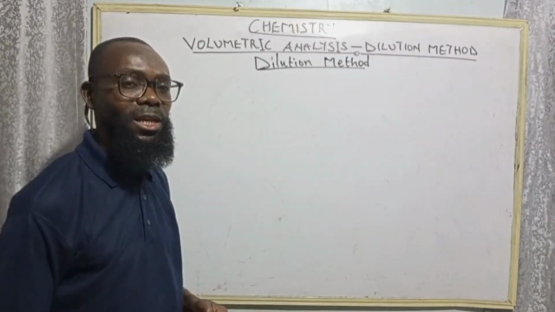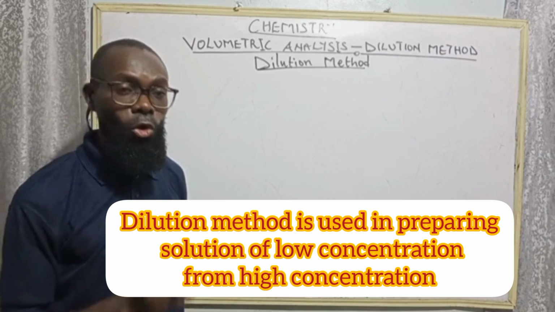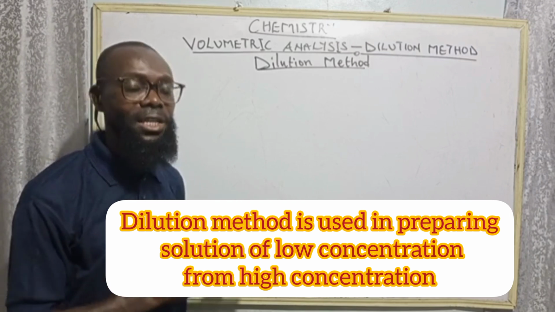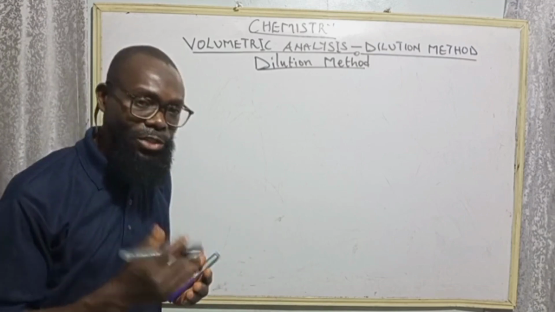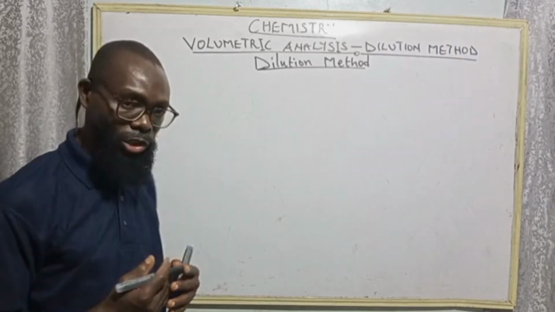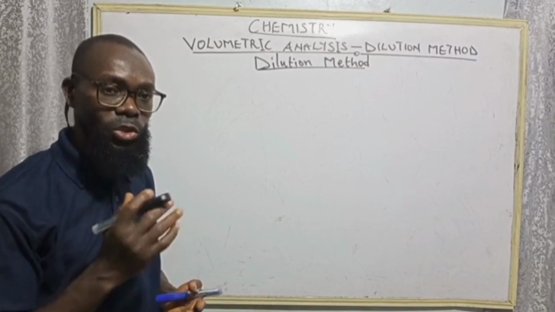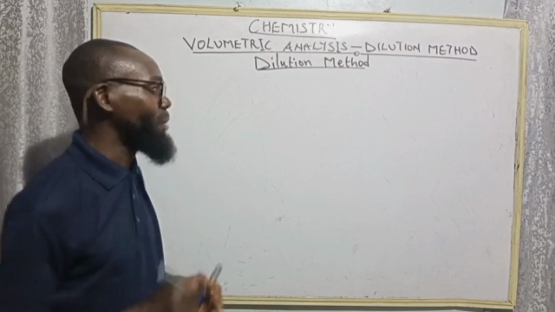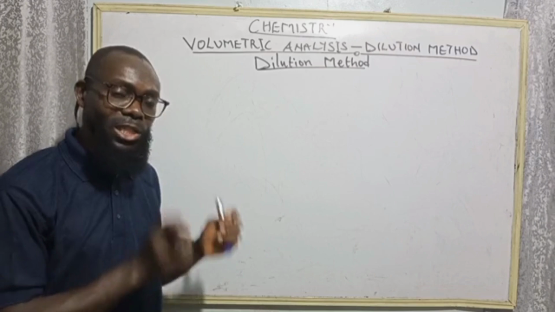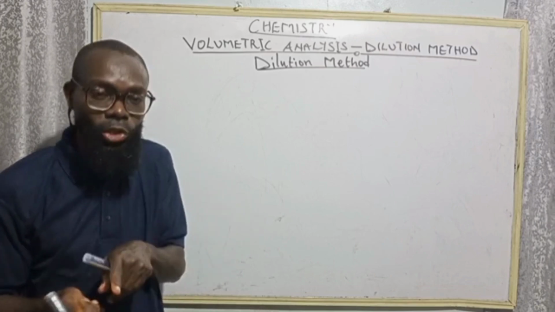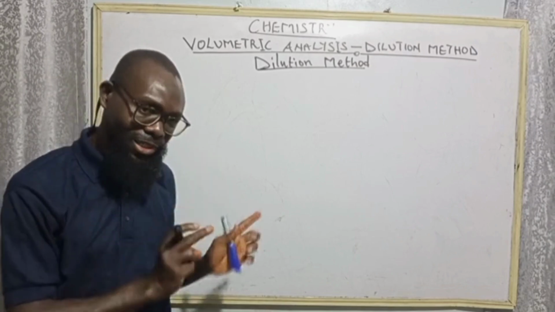Dilution method. This method is used in preparing solution of low concentration from a solution of high concentration. Given a solution of high concentration, we have to prepare a solution of low concentration by the method of dilution, the use of distilled water to dilute a high concentrated substance to give a low concentrated substance. Now, meaning that we are going to have two concentrations and two volumes. The first solution is more concentrated than the second solution, while the volume of the second solution will be higher than the volume of the first solution.